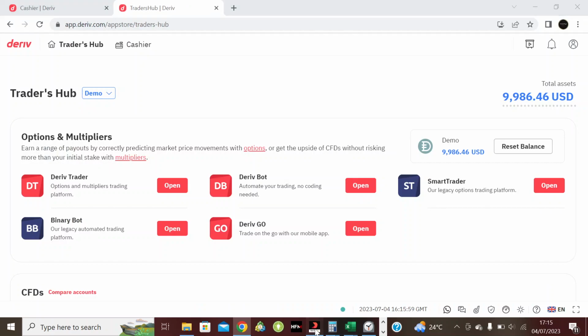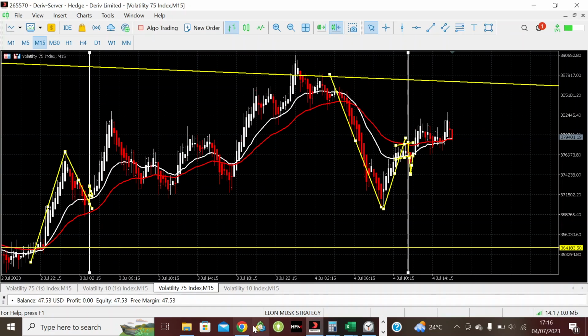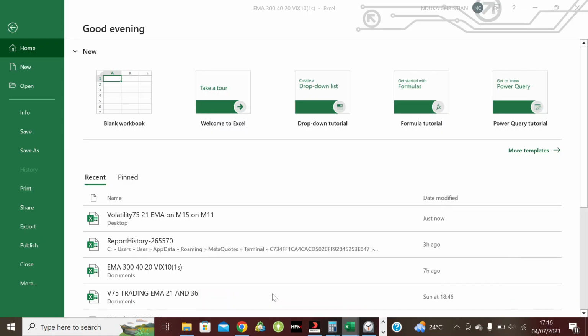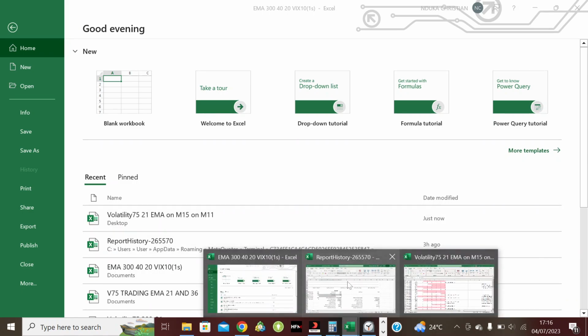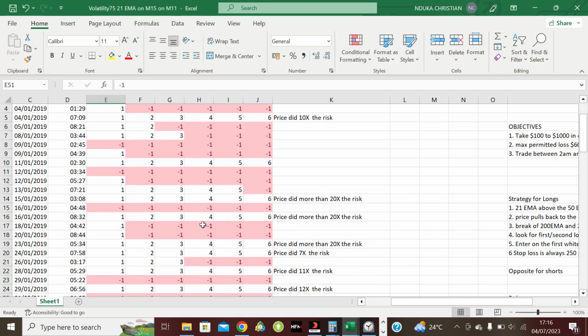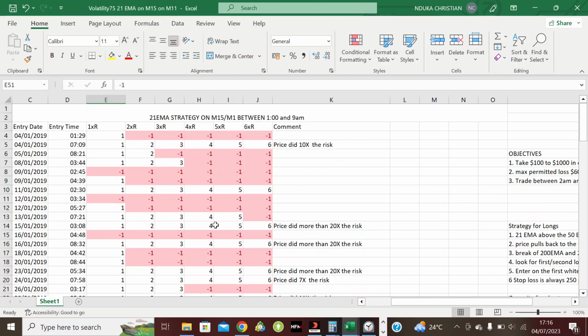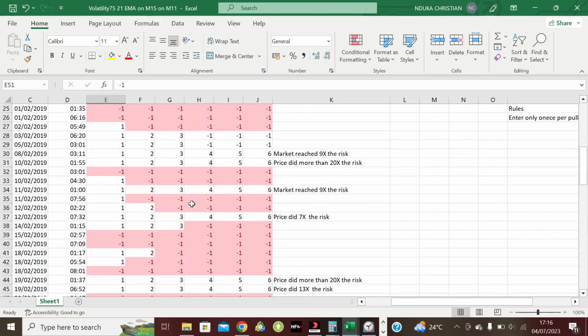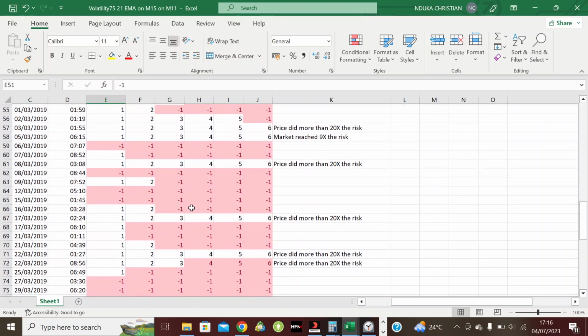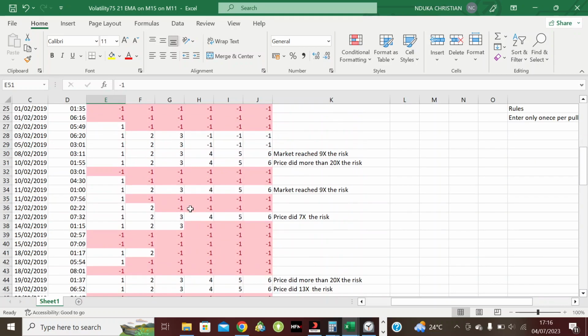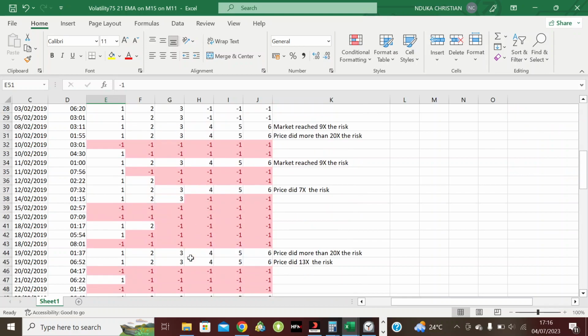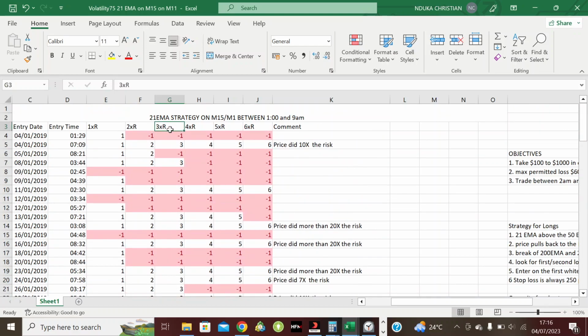So if I go to, let me go back to it. Sorry, I'm a little bit disorganized here. Okay, so you can see this is the back test on V75. So you can see what I'm trying to say, right? If the other one I showed you guys was V10, you can see this is 3 times my risk here, risking 3 times my risk.